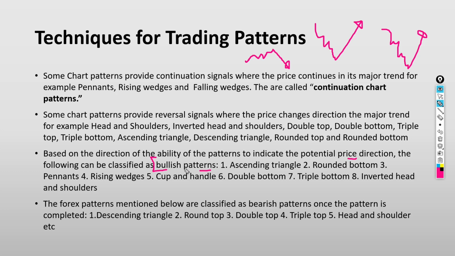So here we have examples of bullish patterns. We have the ascending triangle, the rounded bottom, the pennants, wedges, cup and handle. We have the double bottom, the triple bottom, and the inverted head and shoulders.